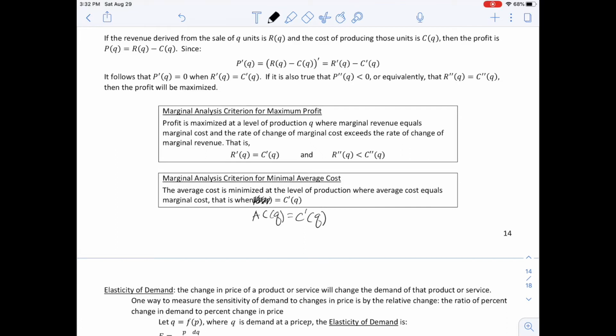We also have the marginal analysis criterion for minimal average cost. There is a typo in there, so go ahead and write that as AC of Q. This states that the average cost is minimized at the level of production where the average cost is equal to the marginal cost. So that is where AC, our average cost at Q, is equal to the derivative of cost, which is our marginal cost.